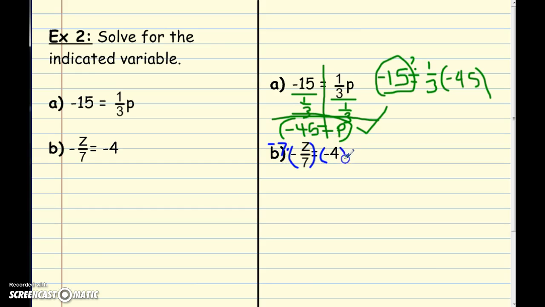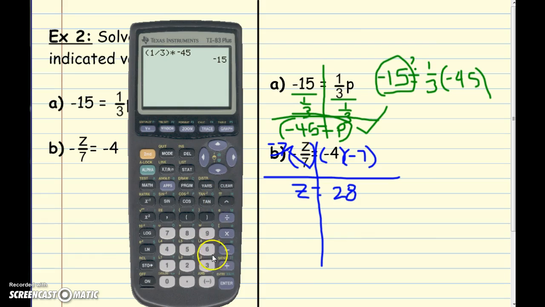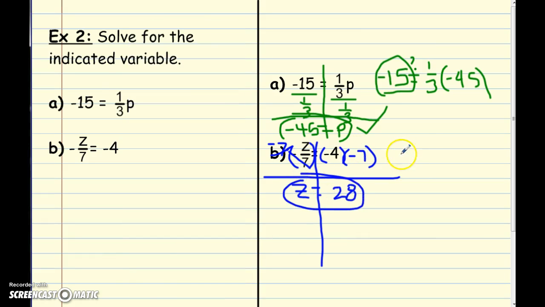I'm going to draw parentheses and put my negative 7 here. I guess I'll put parentheses around the negative 7 also. Draw my lines, and then negative 7 and negative 7 cancel each other out, so it does leave us with z equals, a negative times a negative is a positive, and we have 28. Again, if you want to use the calculator, you can do negative 4 times negative 7 and hit enter, and there's your 28. So let's just check the solution.